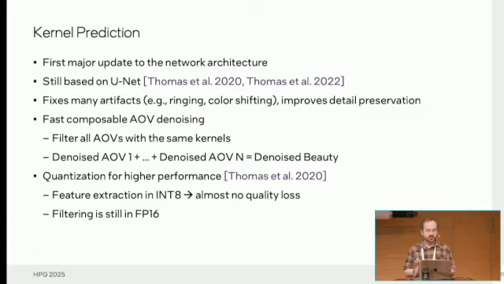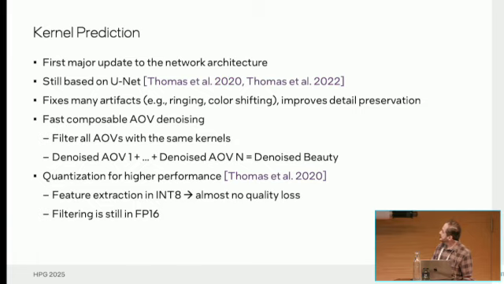There's another performance benefit to this: with kernel prediction, it's now possible to quantize at least the most expensive part of the denoising network, which is called the feature extractor, without degrading the image quality. We found int8 to be a good sweet spot in terms of quality, performance, and accelerated hardware support as well.